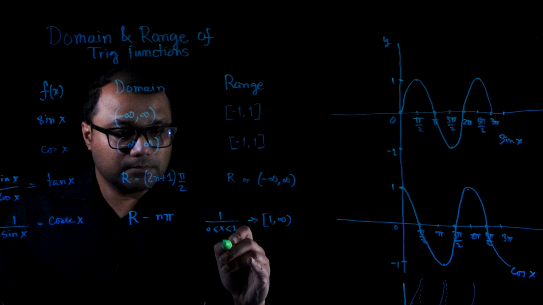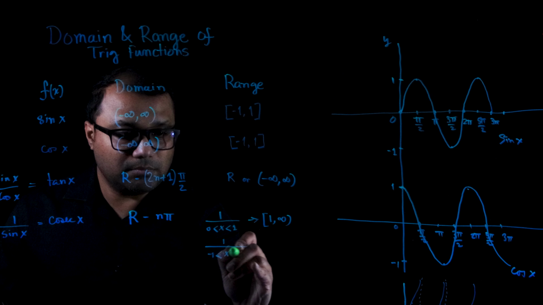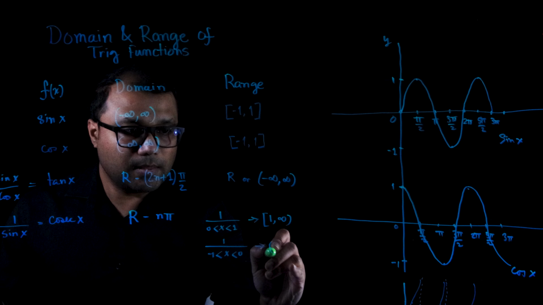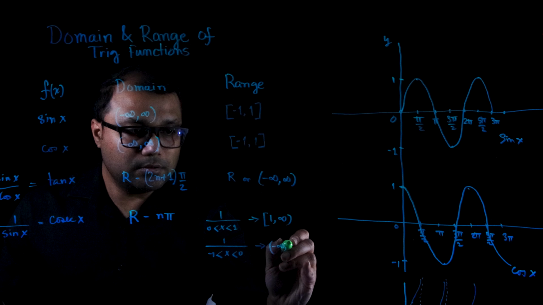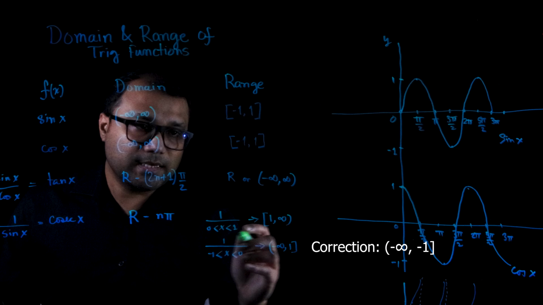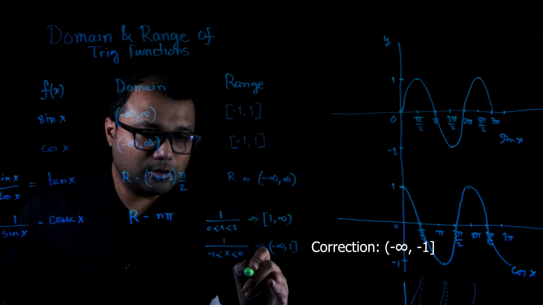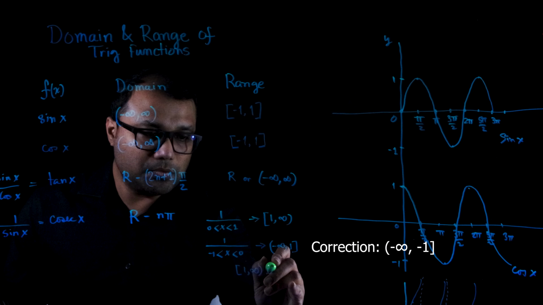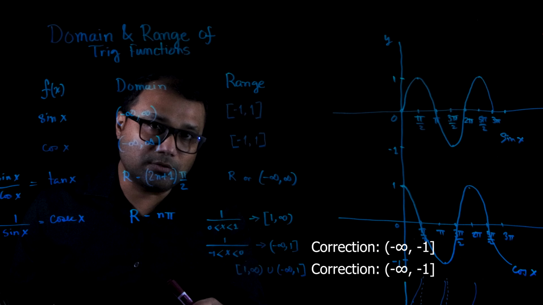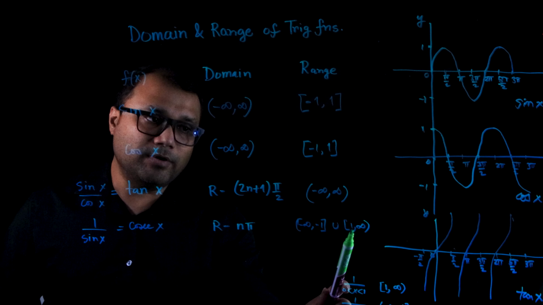Okay. Similarly, when x is greater than minus 1 but less than 0, this range will become minus infinity to minus 1. Okay, so that's the reason the cosec x range is, we can write minus infinity to minus 1 union 1 to infinity. So these are the values that cosec x can take. Its range is minus infinity to minus 1 union 1 to infinity.